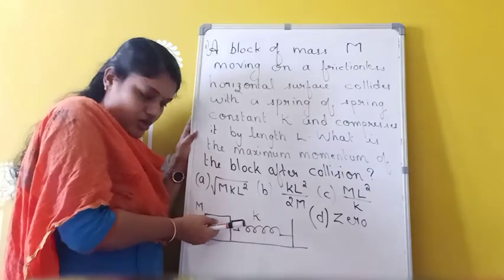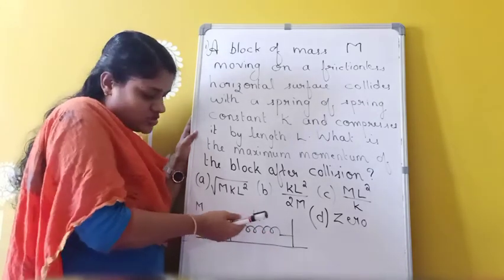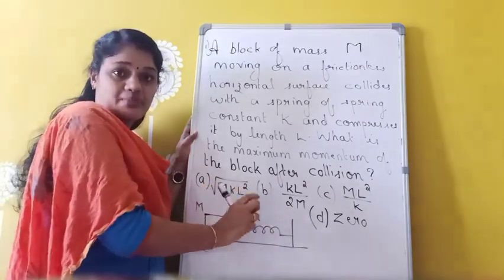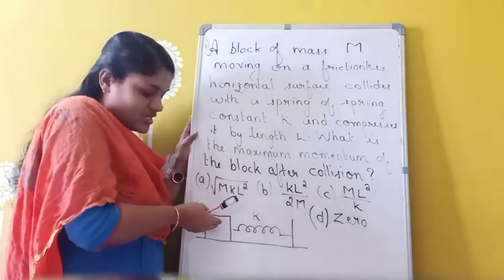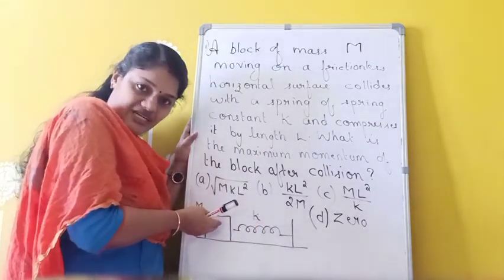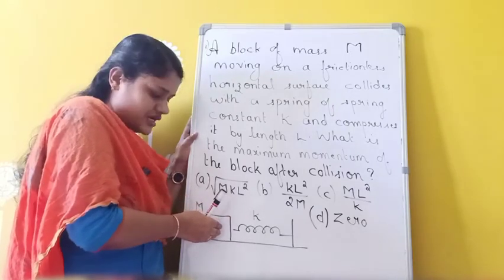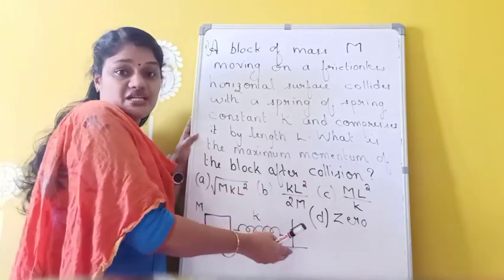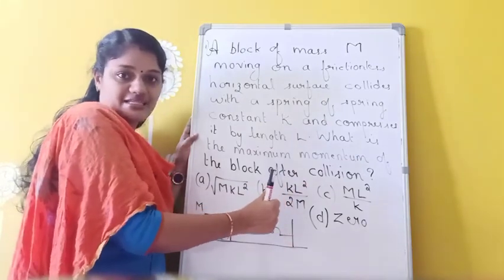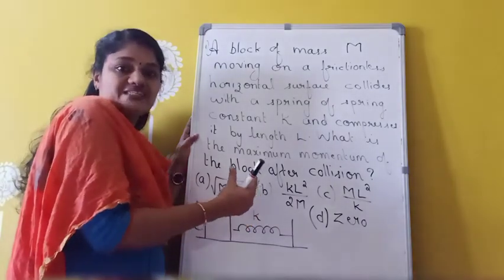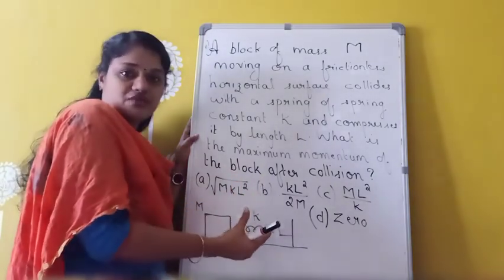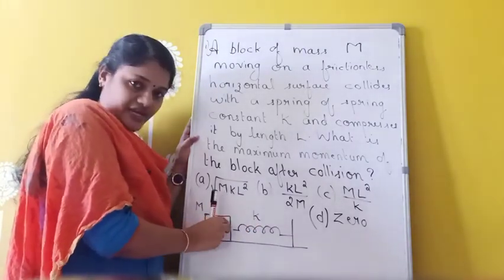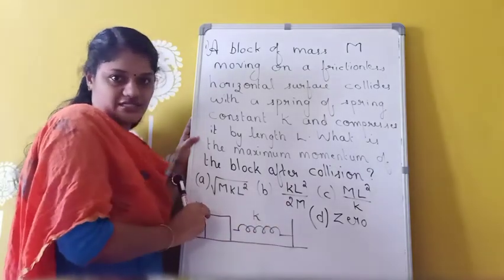Then this moving block collides with which one? The spring. So after collision, what happens? Now this spring is compressed. So due to compression, there may be elastic potential energy. Initially when this block is moving, it is having kinetic energy and now that kinetic energy is converted to which one? Potential energy. Which potential energy? Elastic potential energy, because now the spring is compressed, length is decreasing. Whenever the shape of a body changes, the corresponding energy is called elastic potential energy. So initially this block is having kinetic energy and that kinetic energy is now converted to potential energy.